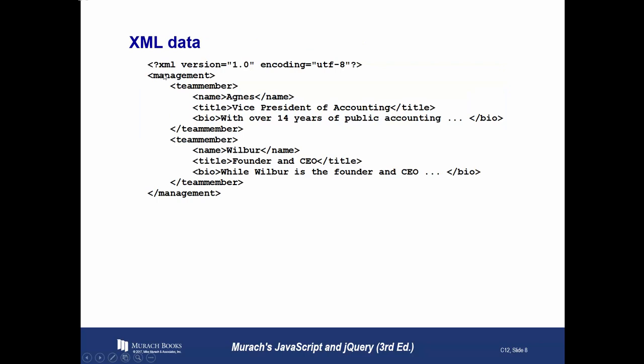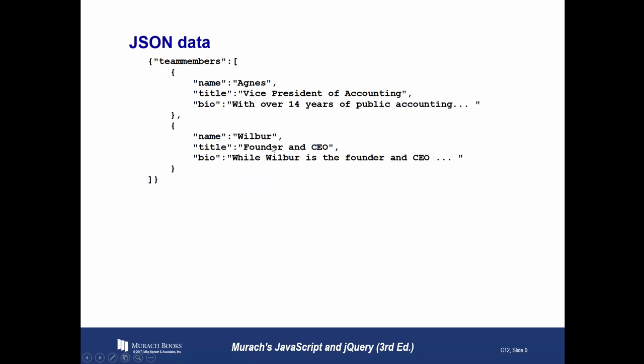There's some XML data. With XML, you make your own tags. So there's an opening and a closing tag, and so on, each one opening and closing. All right. With JSON, again, it looks more JavaScript-ish, because it is.